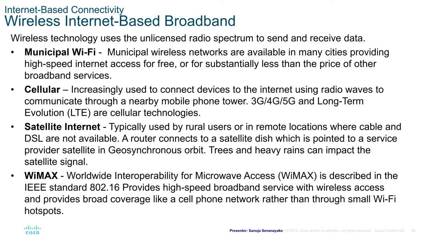The other one is called WiMAX, which stands for Worldwide Interoperability for Microwave Access. As described in the IEEE 802.16 standard, it provides high-speed broadband service with wireless access and provides broad coverage like a cell phone network rather than through a small Wi-Fi hotspot. So it provides a similar type of coverage as a cell phone network using the WiMAX technology rather than just using a small Wi-Fi hotspot. So those are some wireless internet-based broadband technologies.